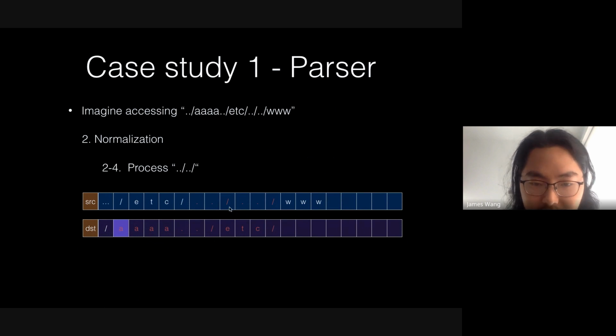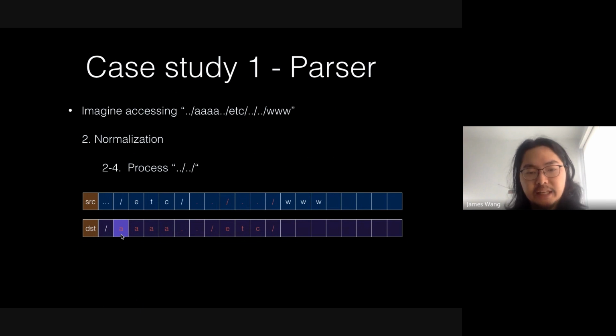Okay, now here's the important part. After that come the 2 parent directory patterns. We have to throw away the last 2 parts of the path in the destination buffer. So we're throwing away the etc part and the 4 A's and 2 dots part. After this, we move the cursor from here to here.